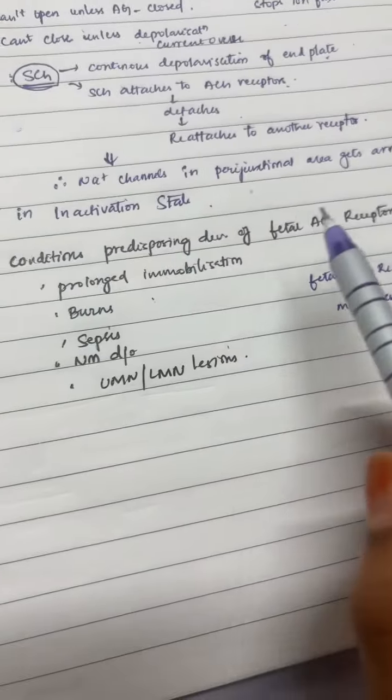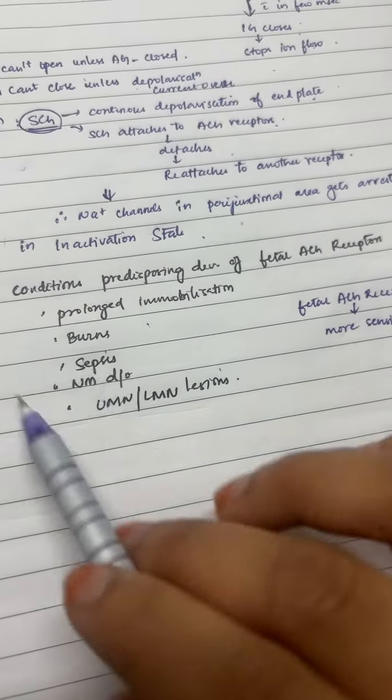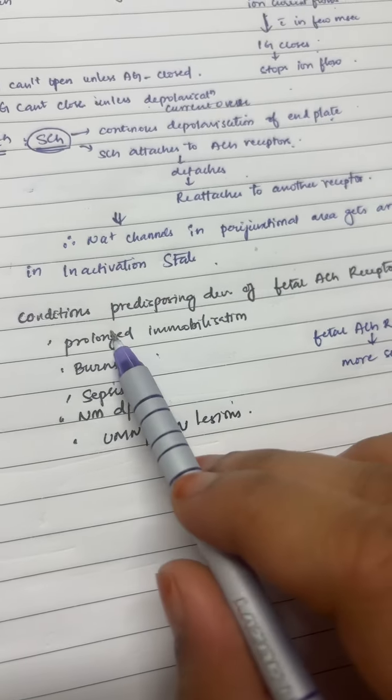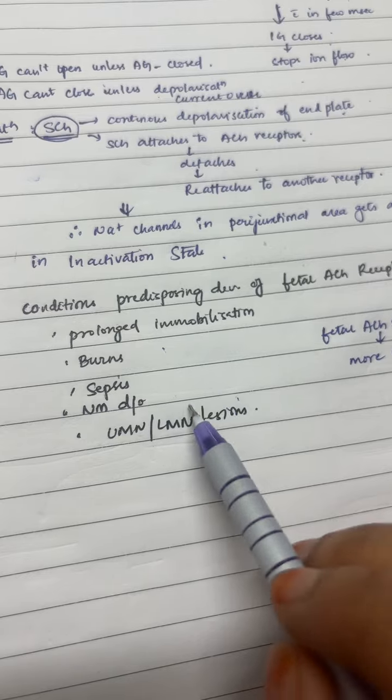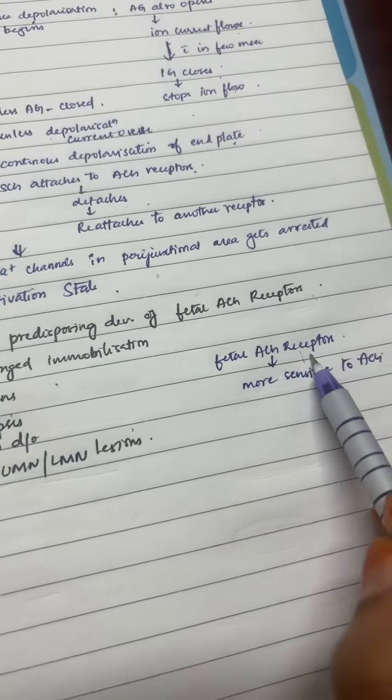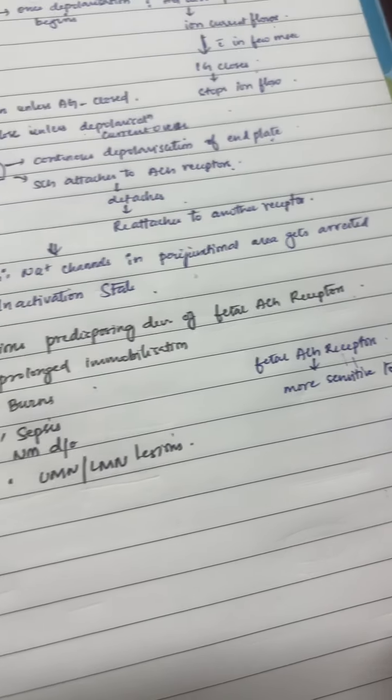The fetal acetylcholine receptors can develop in conditions like prolonged immobilization, burns, sepsis, neuromuscular disorders, upper motor neuron lesions and lower motor neuron lesions. The fetal acetylcholine receptors are more sensitive to acetylcholine.